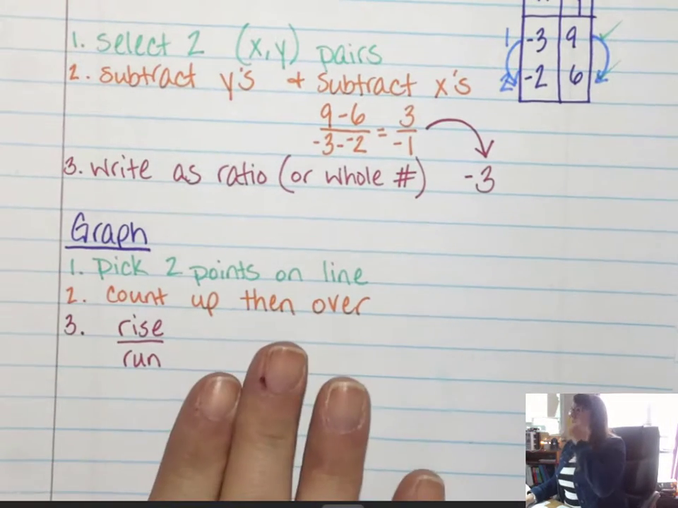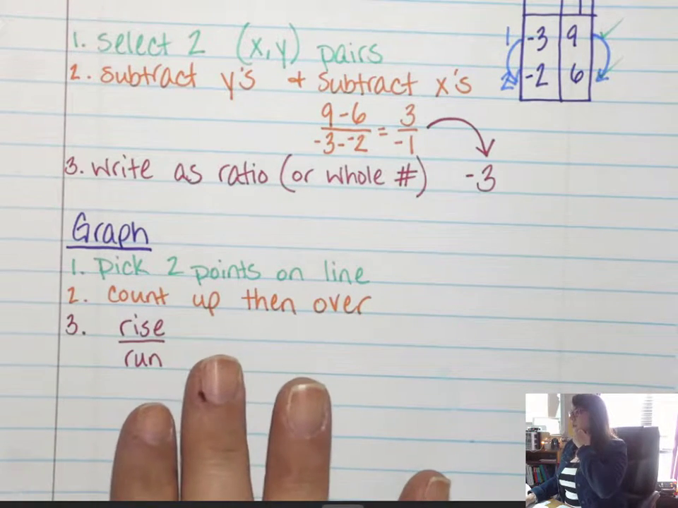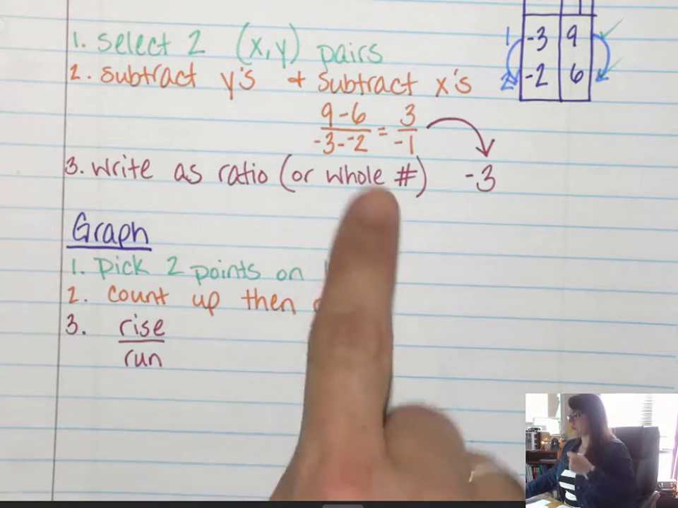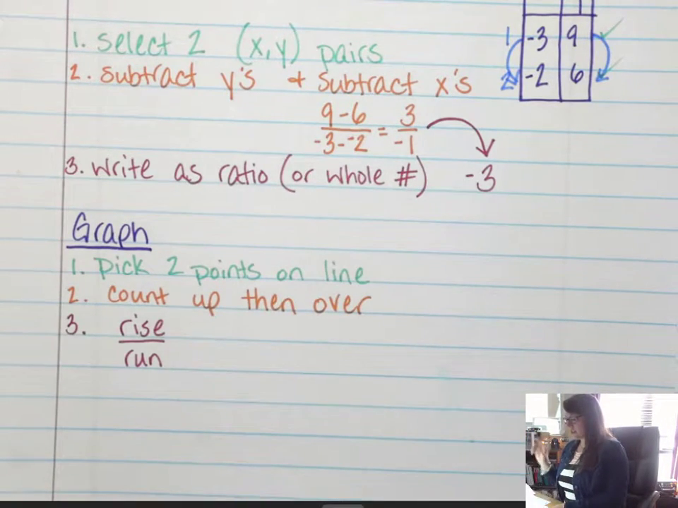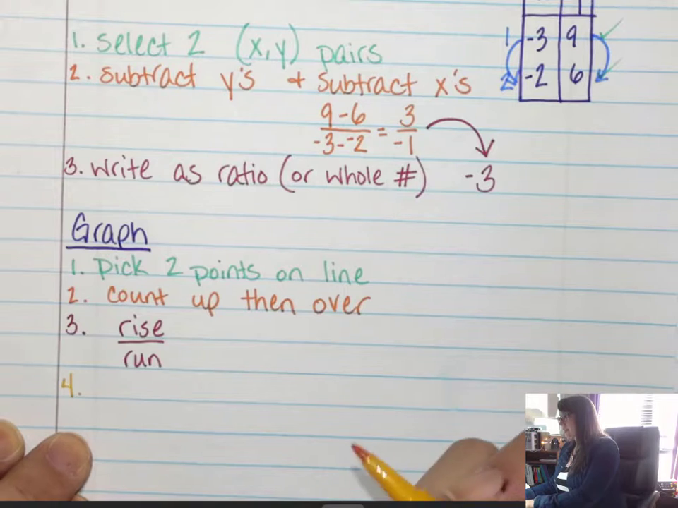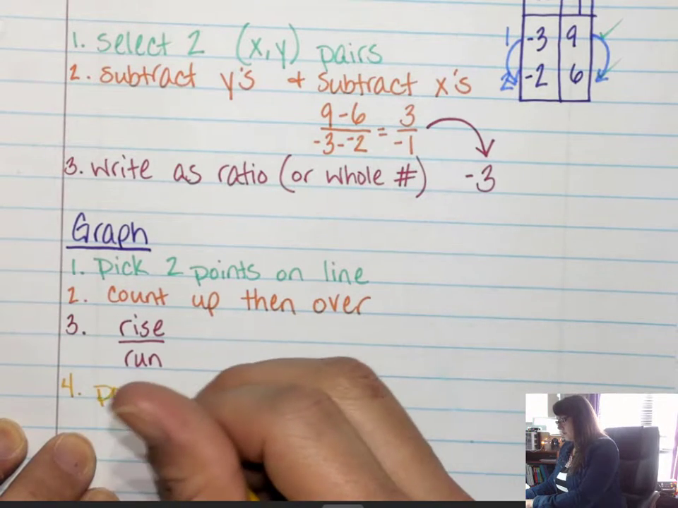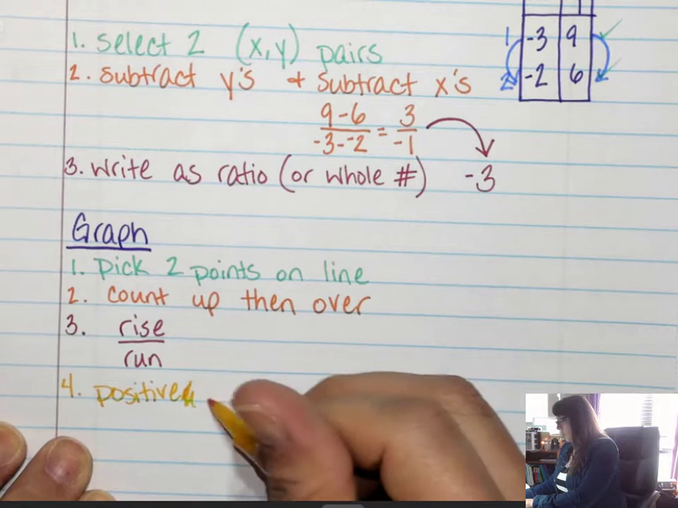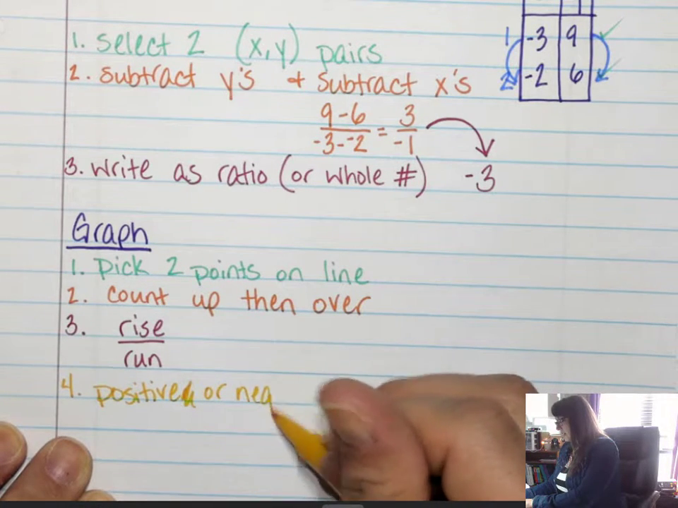Now, with the graph, it's not as important as up here where you had to make sure you had your numbers in order. You just need to know how far up, how far over, because your step 4 is to label it positive or negative.